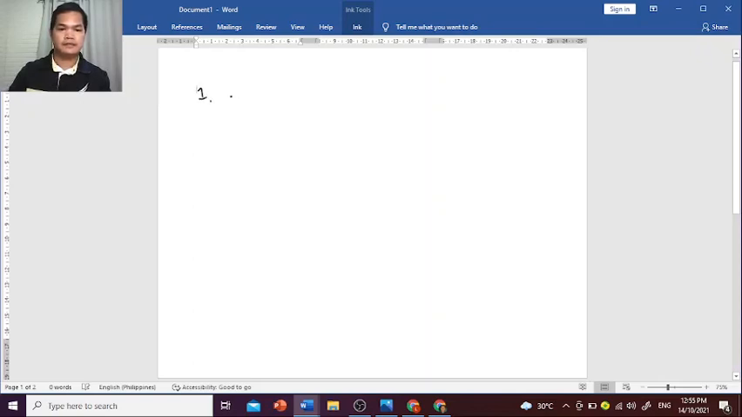Let us have 2x plus 5y equals 9, and then another one is 3x minus 7y equals 4. This is our linear system with linear equations 2x plus 5y equals 9 and 3x minus 7y equals 4. Let us have first the coefficient matrix.